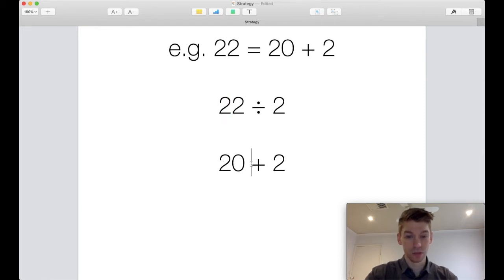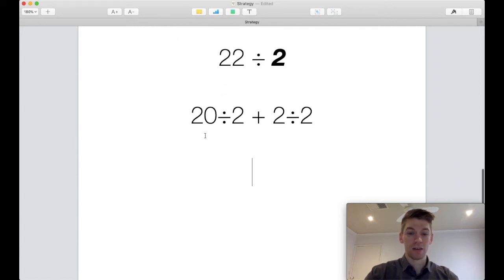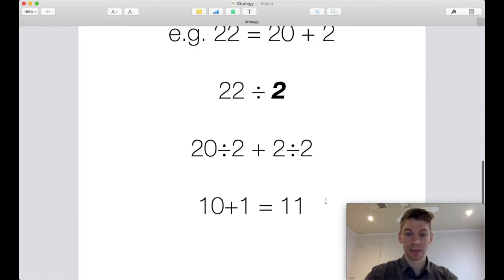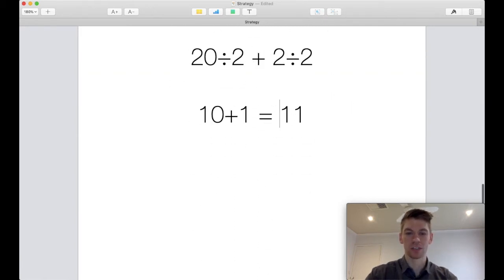Then we're going to divide both of those numbers by 2. This is the one that we're dividing by. If we do that, 20 divided by 2 is 10. And then 2 divided by 2 is 1. So the answer is 11. That's a pretty straightforward example to start us off. Maybe a little bit confusing because of all the 2s. Let's try one without all the 2s.